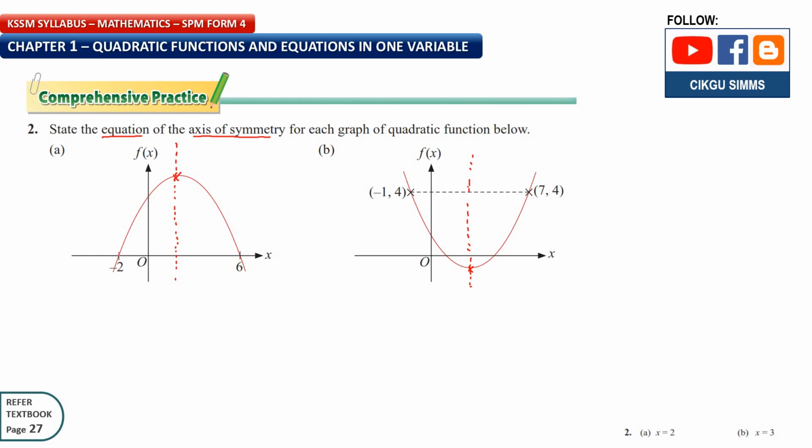axis. Okay, so here is -2, here is 6. So actually the axis lies at the middle between these 2 points. We have two ways to calculate the value of x here. One is finding the average. Finding the average means -2 plus 6 divided by 2. You add both values up and then divide by 2. So -2 plus 6, you get 4, divided by 2, you get 2. So the value of x here is 2.